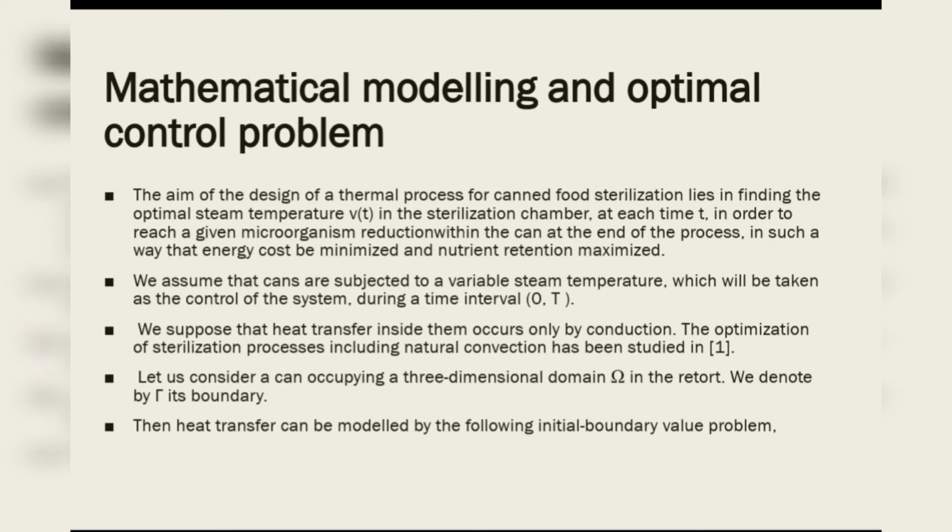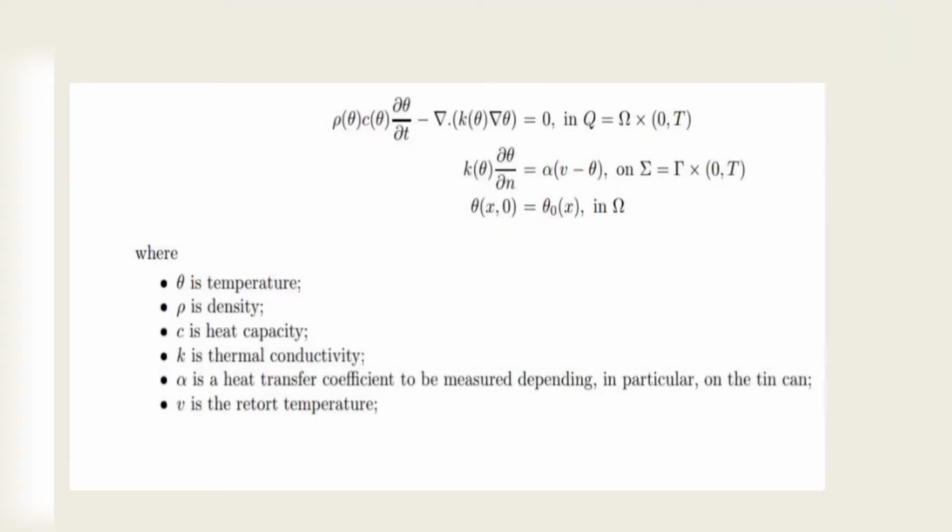Let us consider a can occupying a three-dimensional domain. The heat transfer can be modeled by the following initial boundary value problem. In this problem, theta is temperature, rho is density, C is heat capacity, K is thermal conductivity, and alpha is a heat transfer coefficient to be measured, depending in particular on the tin can. V is the retort temperature.